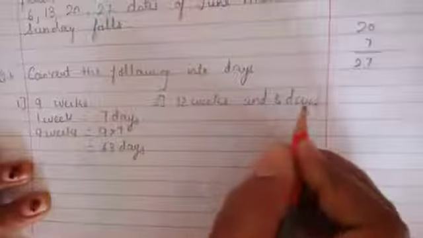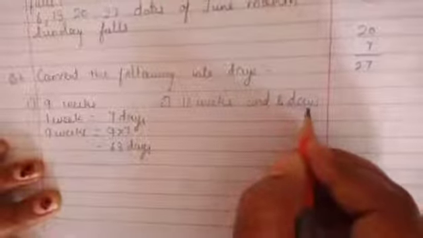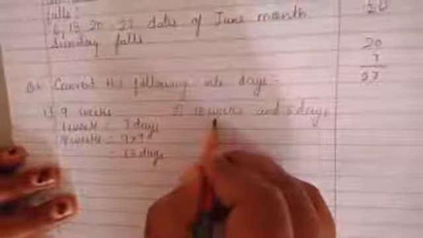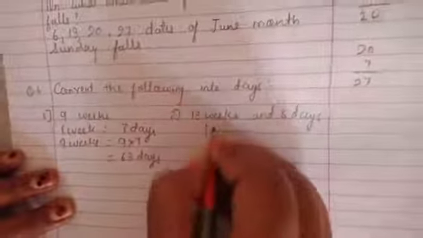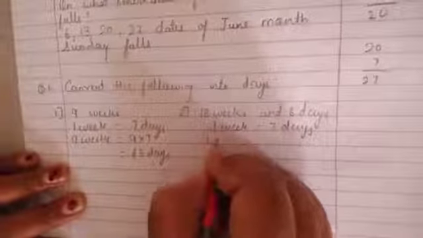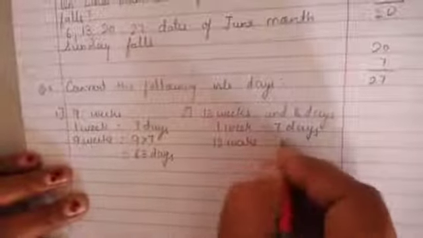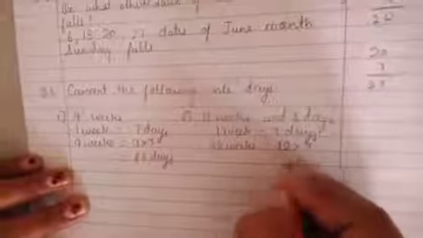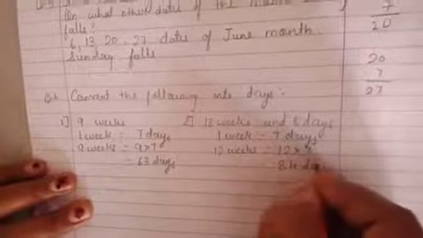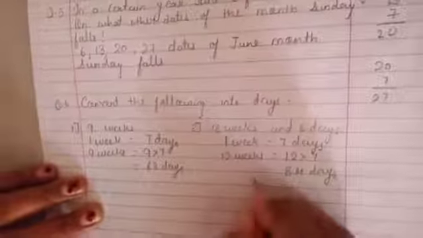Now number 2, 12 weeks and 8 days. So here days are given, this we will not convert. We will convert weeks into days. So 1 week equals 7 days. In the question we have 12 weeks, so we have to multiply 12 by 7. So 12 7s are 84 days. So in the question we have 8 days. So 84 days plus 8 days equals 92 days.